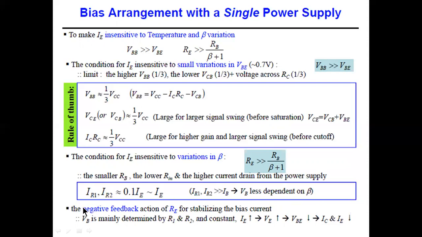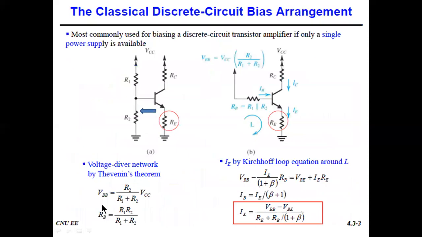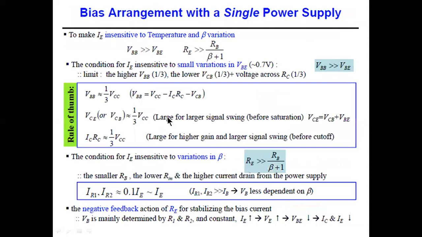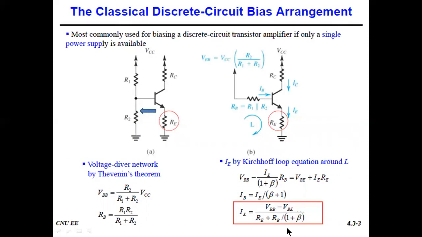So ultimately we see that RE is going to provide negative feedback, and the negative feedback gives us the stabilization in the bias current. So VB is mainly determined by R1 and R2, and it will become constant. If IE increases, then VE also increases.